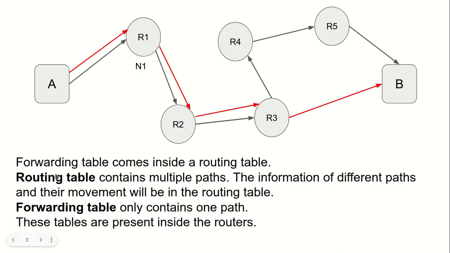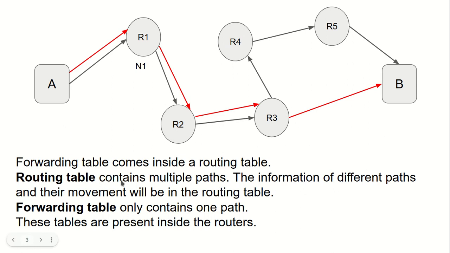So here is the definition. The forwarding table comes inside the routing table. Basically there are two kinds of tables in a router. The first one is the routing table and the second one is the forwarding table. The forwarding table is present inside the routing table. Alright, so let's see what these tables do.